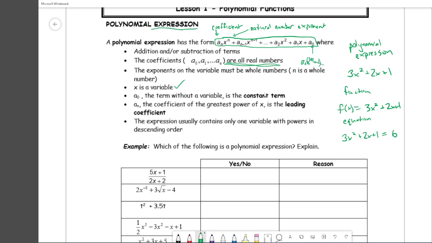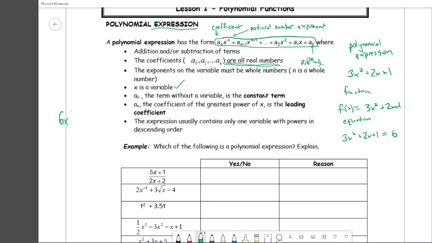X is the only variable in the polynomial. A polynomial expression has only one variable. The a_0 is the term without a variable. That would be a constant. And a_n, which is the term at the very front, typically, of the polynomial, is the one that's attached to the largest power of x. We call that the leading coefficient.